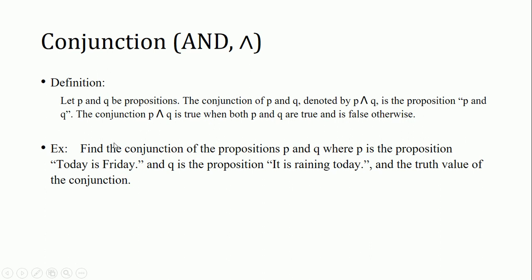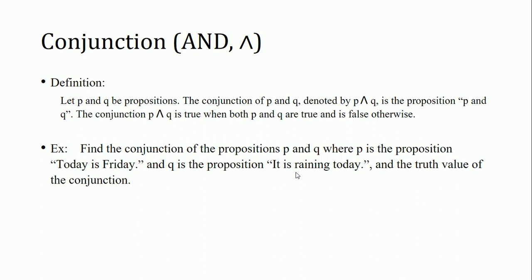Okay? So, may example tayo. Find the conjunction of the propositions P and Q where P is the proposition today is Friday and Q is the proposition it is raining today. Okay? So, hanapin natin yung conjunction niya. So, meron tayong P. Ang P natin, today is Friday. And then, ang Q natin, it is raining today. So, pagdudugtungin lang natin sila ng and, gagawin natin, today is Friday and it is raining today. So, yun na yung conjunction natin.